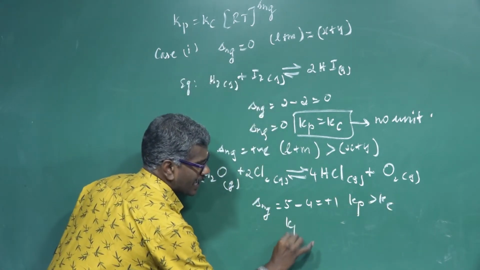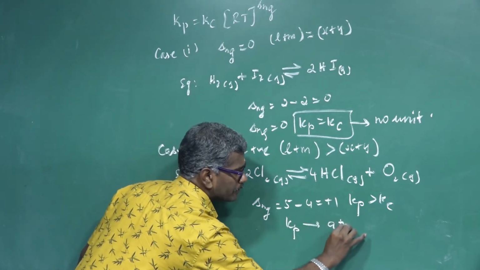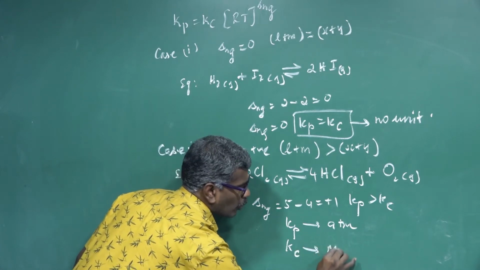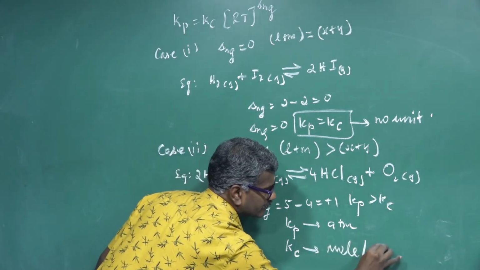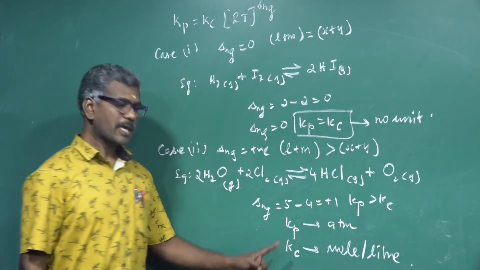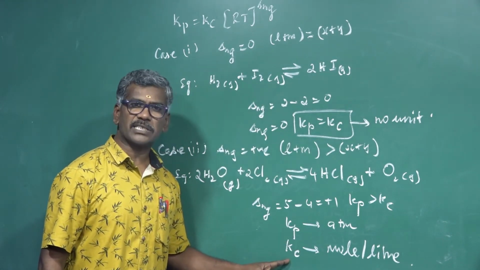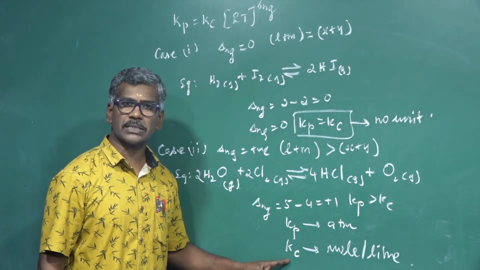Here Kp unit is atm and Kc unit is mole per liter. Kp is explained in terms of partial pressure, Kc is explained in terms of molar concentration of the reactant and the product.